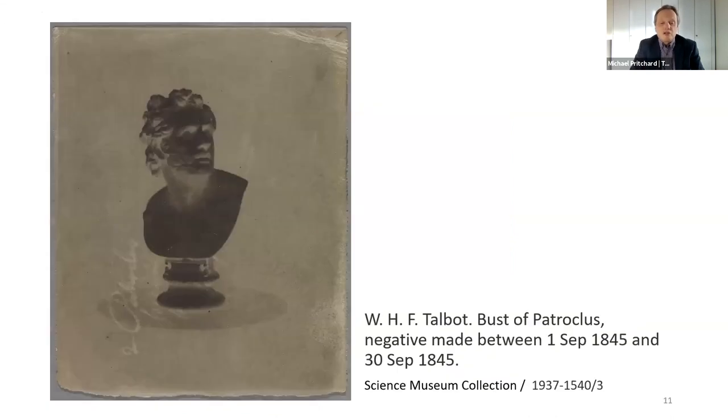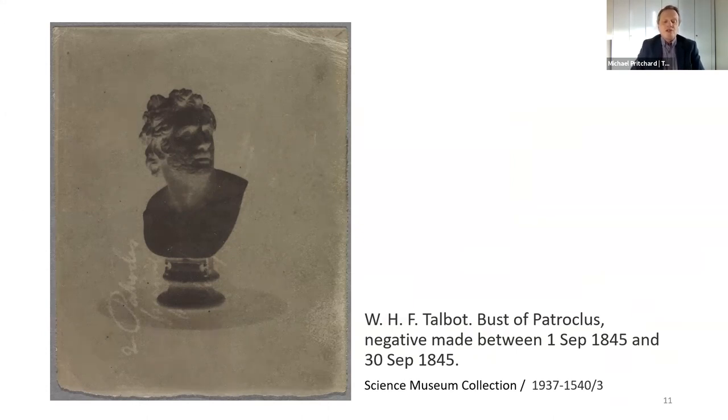Talbot included Patroclus in his Pencil of Nature, the first commercially published book illustrated with photographs, which he issued between 1844 and 1846. On the printed matter accompanying the photographs, he noted, "Statues, busts, and other specimens of sculpture are generally well represented by the photographic art, and also very rapidly in consequence of their whiteness."